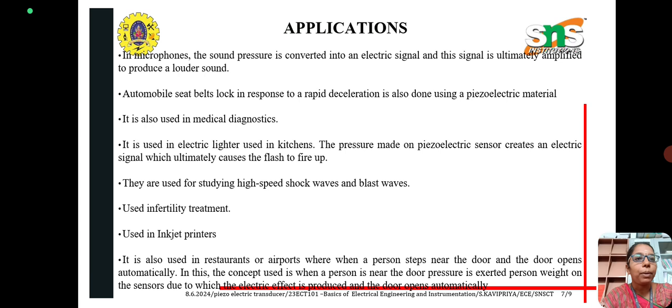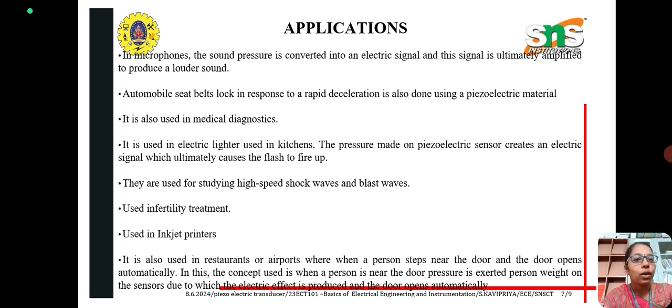Next are the applications of a piezoelectric transducer. It is used in microphones, where the sound pressure is converted into an electrical signal and this signal is ultimately amplified to produce a louder sound. Automobile seat belts locking in response to rapid deceleration is also done using a piezoelectric material. It is used in medical diagnosis and in electric lighters used in kitchens. The pressure on the piezoelectric sensor creates an electrical signal which ultimately causes the flame to fire up.